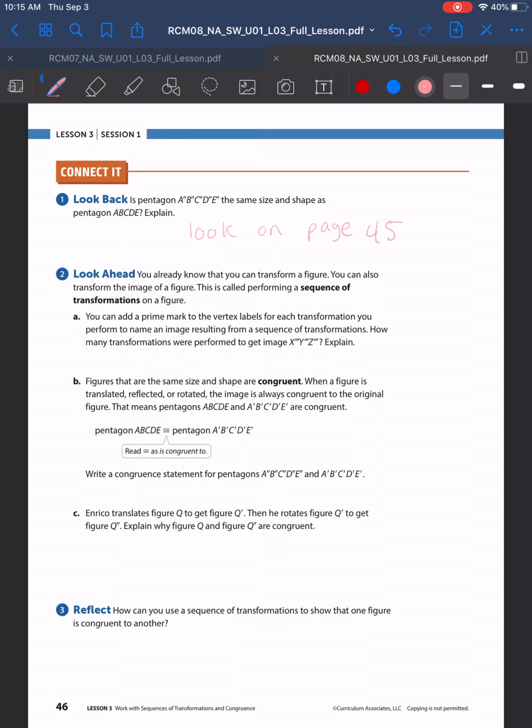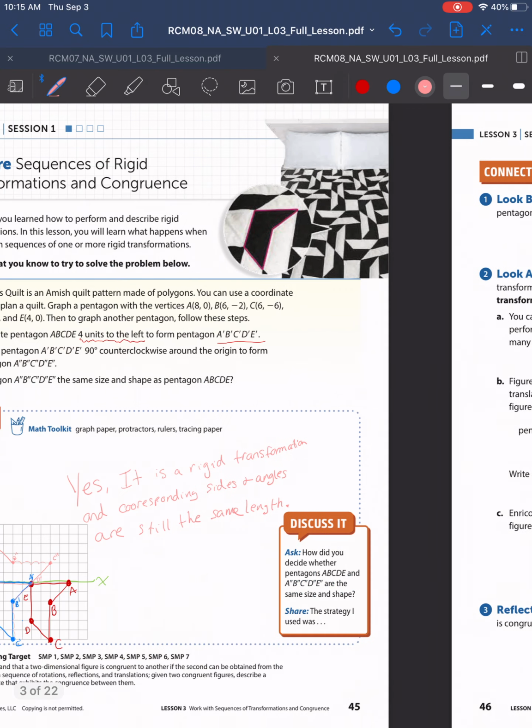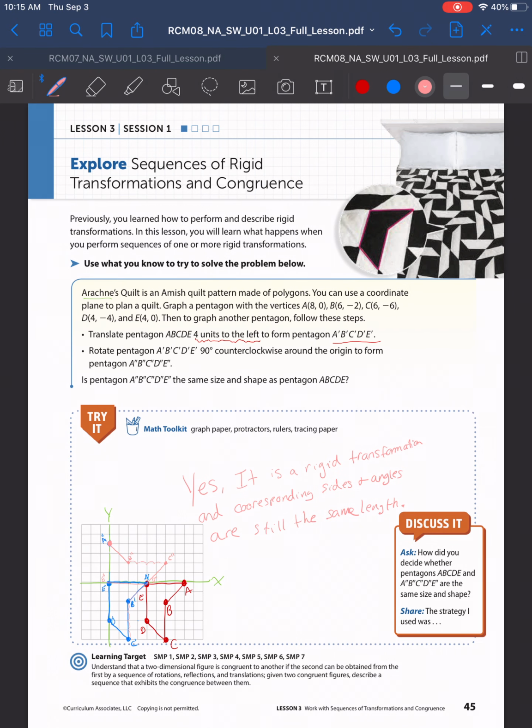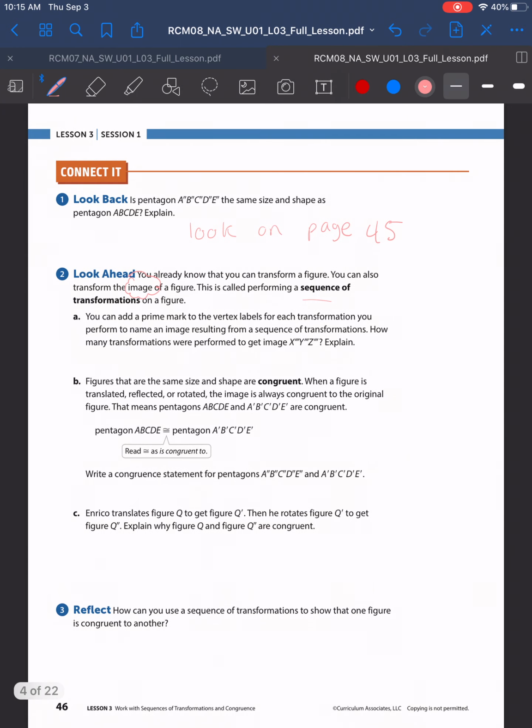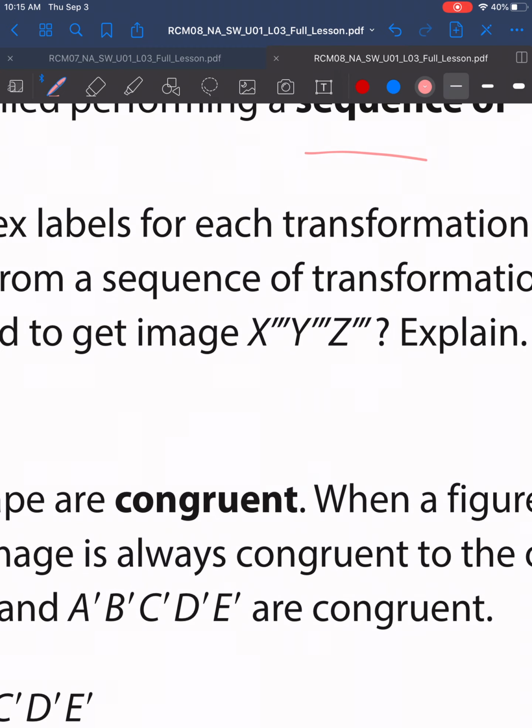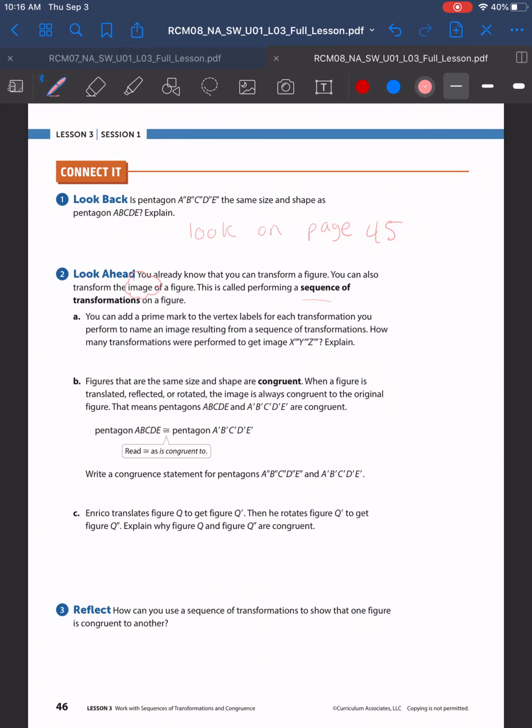Same question. You already know that you can transform a figure. You can also transform the image of a figure. Remember, that's the copy. You can transform the copy of a figure. This is called performing a sequence of transformations of a figure. You can add a prime mark to the vertex labels for each transformation you perform. So for example, if I were to now transform ABCDE double prime again, then I would put a triple prime, okay? So the more marks means the more it transformed. How many transformations were performed to get this? Triple prime. So how many transformations happened? 3. I know that because there are 3 prime marks.